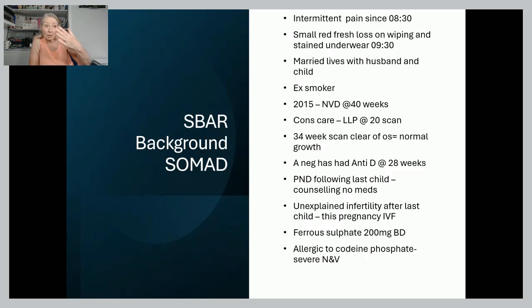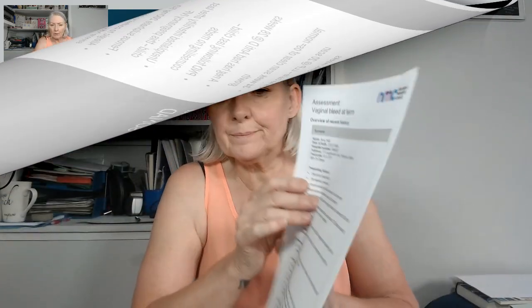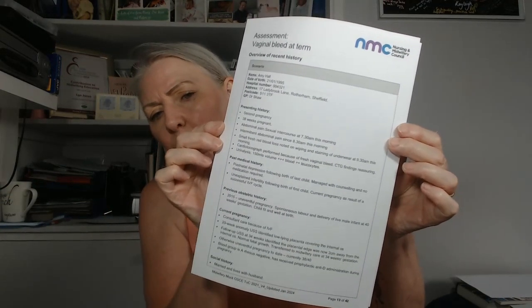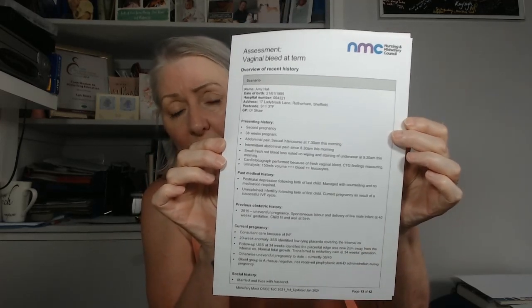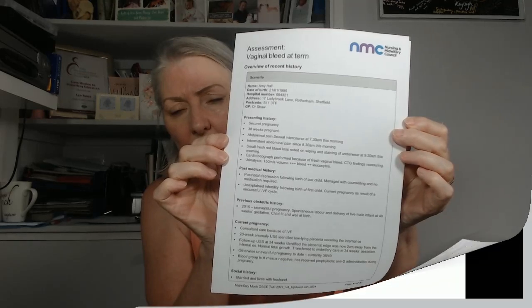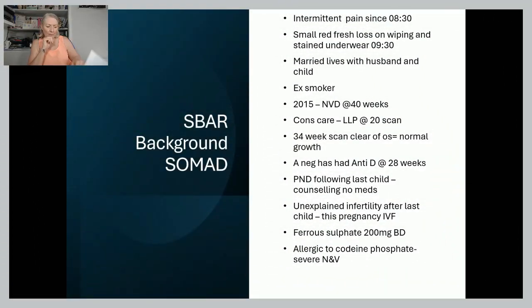Okay, so we're keeping that SOMAD, so our social history, obstetric history, medical history, allergies and drugs, in that sort of logical format. So you can put the information that you've been given in that format. So if I just show you, this is what you'll be given. So you've got all her history there. It's not necessarily in that SOMAD order, but you will be given that. All I've done with that information is put it into a SOMAD order so that I know I haven't forgotten anything.